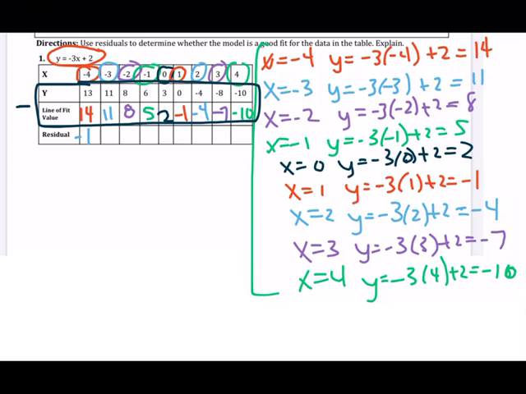I have 11 minus 11. That's going to give me 0. That means that this point is actually both on the line and in the data set. I have 8 minus 8. That's going to give me 0. 6 minus 5 is 1. 3 minus 2 is 1.